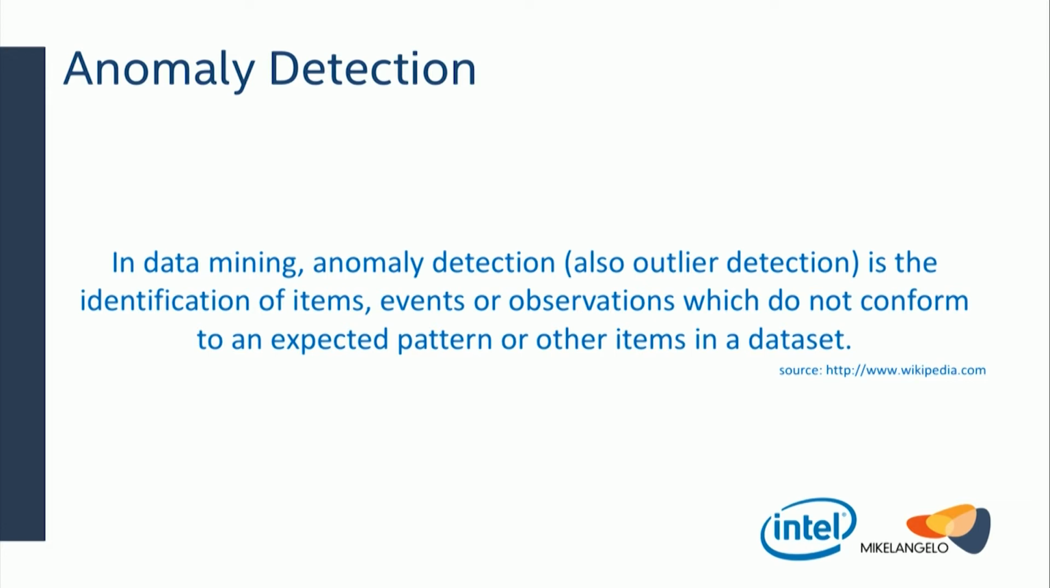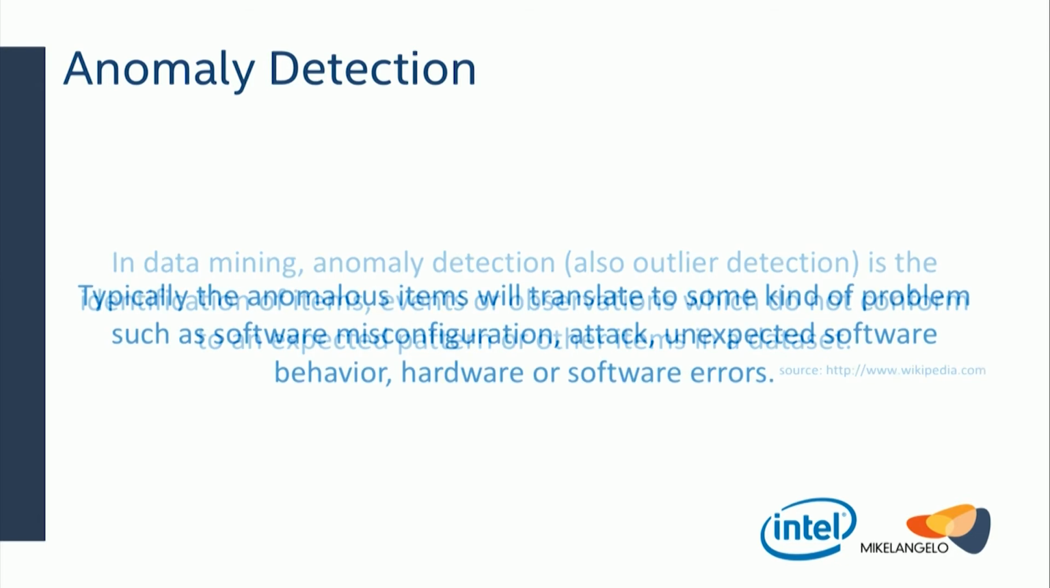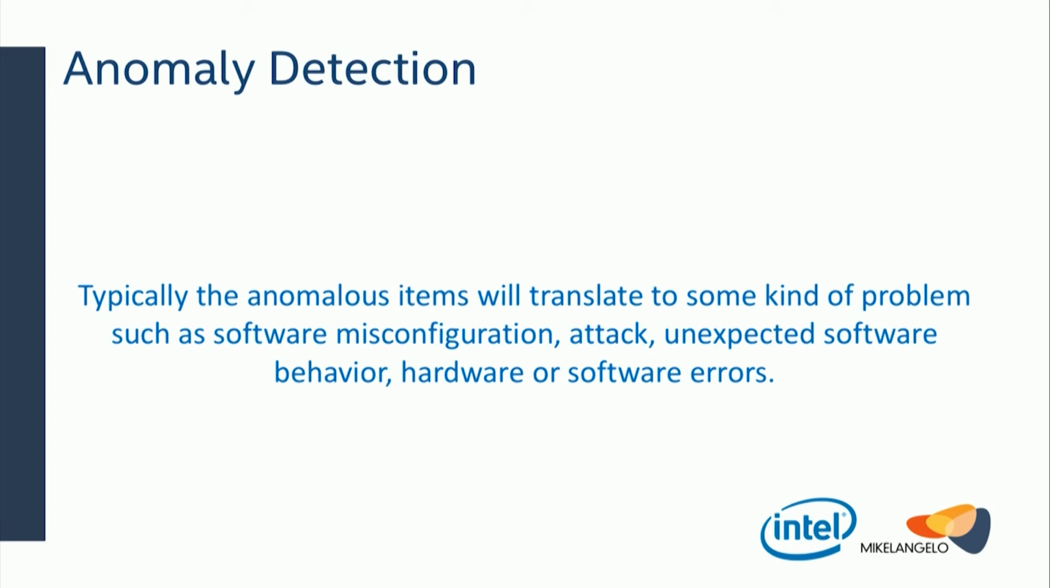Probably the simplest thing was to use anomaly detection, where we look only at the outliers across the whole observation and try to see what is actually important in the data set. By definition, anomalies translate to problems like software misconfiguration, unexpected software behavior, or hardware or software errors. Then we can easily find out whether we are improving our stack or not.